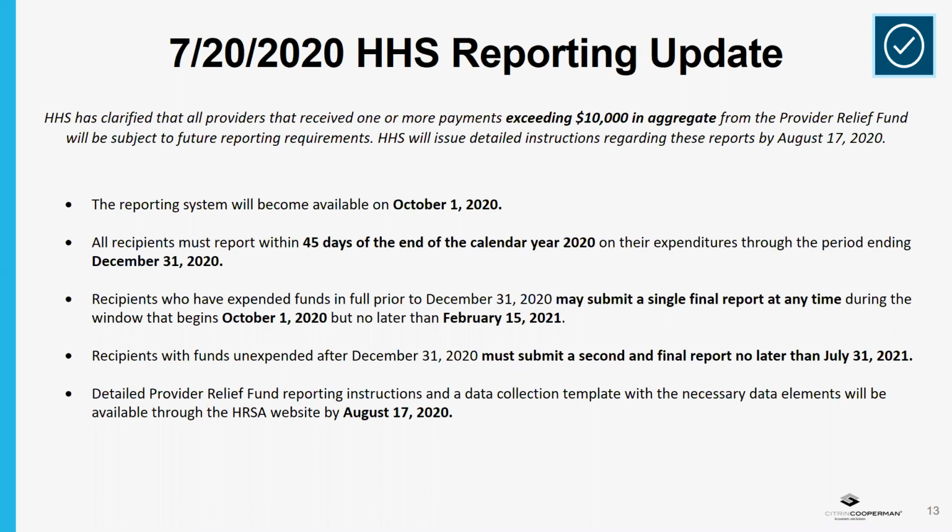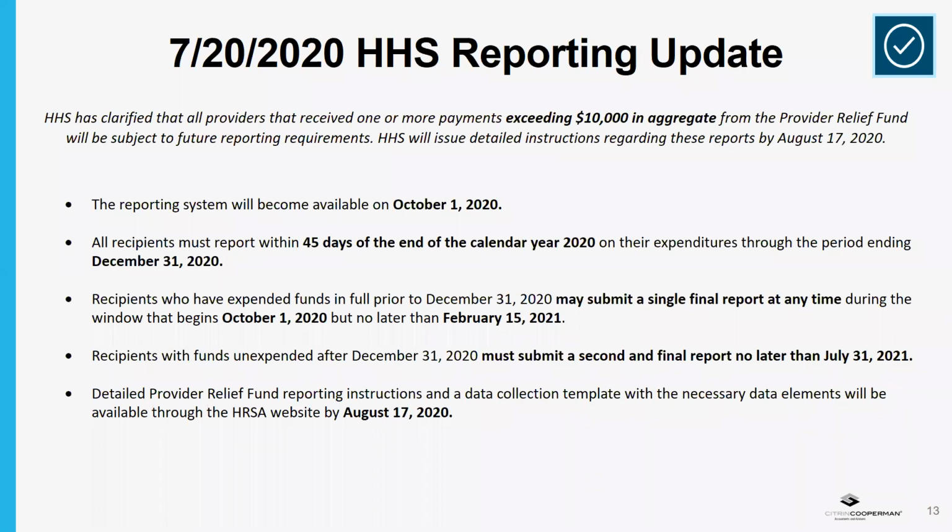The first being that any providers that received one or more payments exceeding $10,000 in aggregate will be subject to these reporting requirements. In the terms and conditions, it's a little bit unclear, but it did seem like the threshold was going to be higher. At $10,000, it's going to be the majority of people who received anything from the Provider Relief Fund.